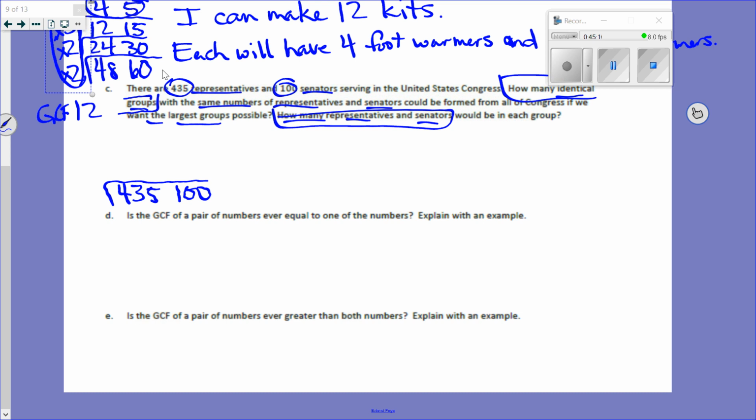Literally, all I do is I go, can I divide them both by 2? No, I can't divide 435 by 2. Can I divide them both by 3? No. By 5? Yes. So then I do the 5. That's going to go 87 times. That's going to go 20.